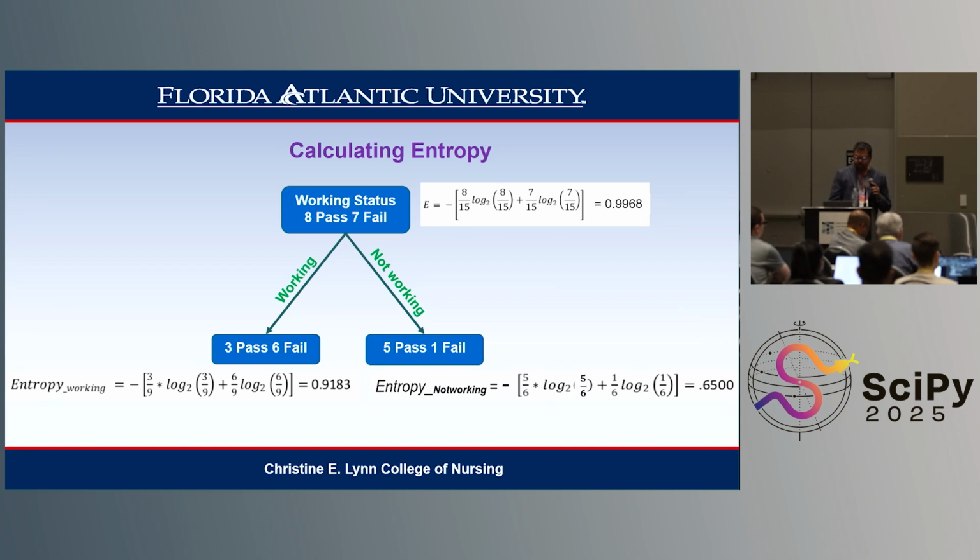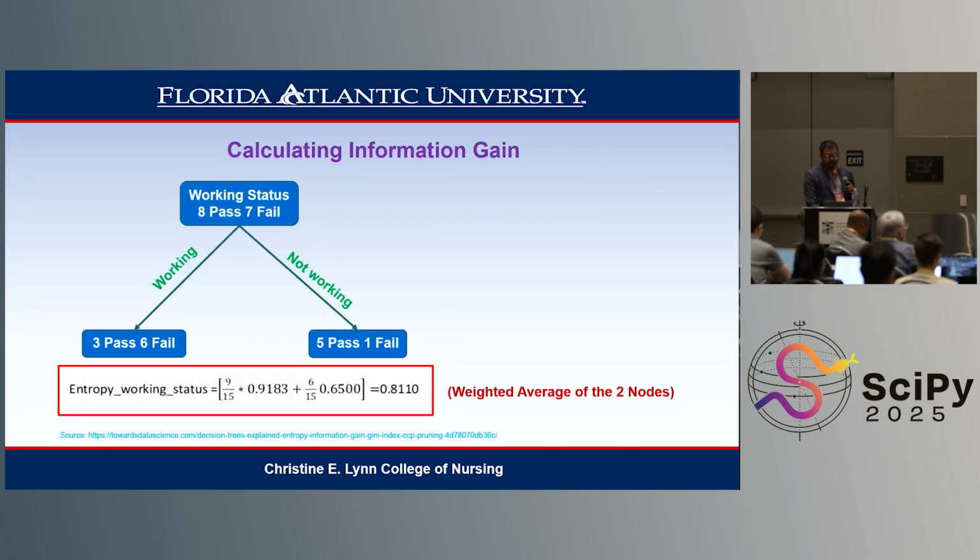Similarly, the same logic follows. It's 3 by 3 plus 6, which is 9, the probability for passing. And this is 6 by 9, which is the probability for failing. And you do the math, you get 0.9183 for the left node, that's the purity, and for the right node, the purity is 0.65.